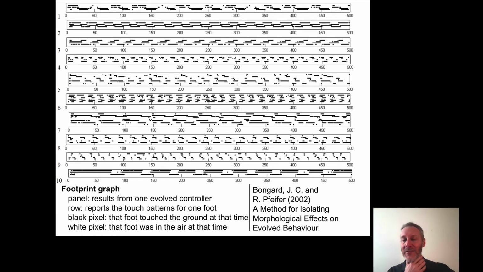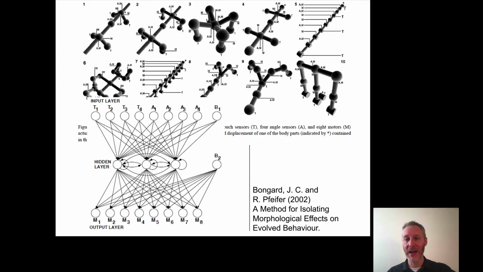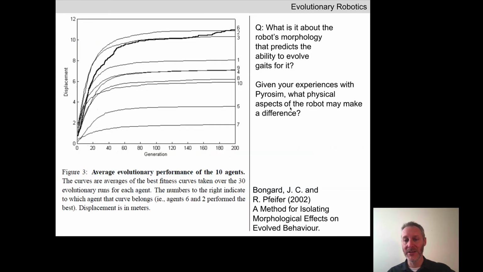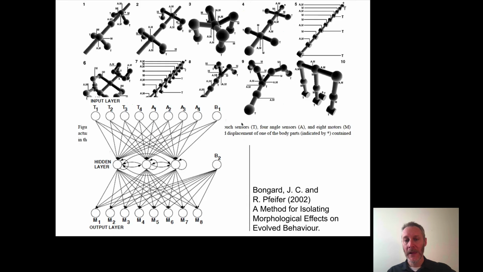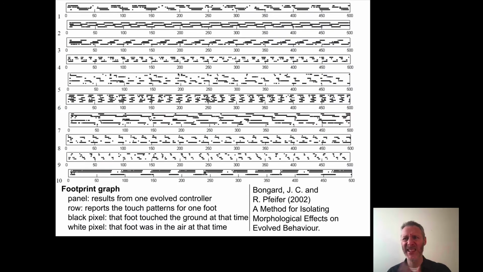Why did 5 and 7 not do so well? Remember that 5 and 7 did not do so well. They're the two snake robots. What do the footprint graphs tell us about robots 5 and 7? Why do you think they're not doing as well?